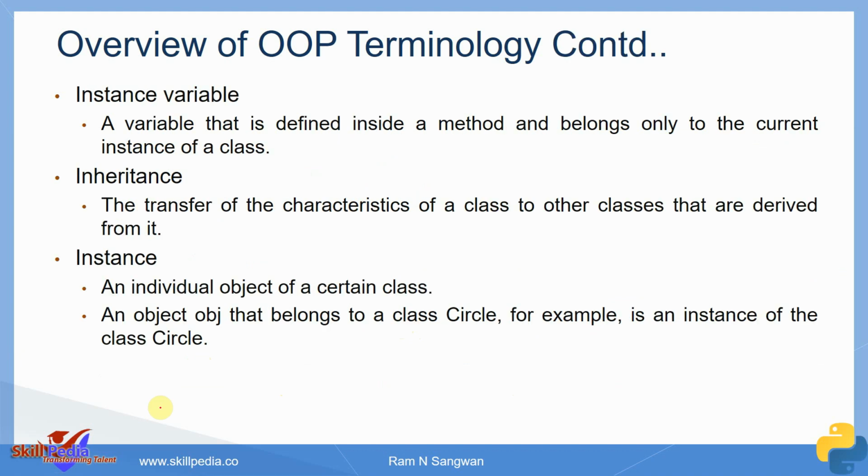Instance variable, a variable that is defined inside a method, means the function, means the programming logic. So instance variable is a variable that is defined inside a method and belongs only to the current instance of the class, meaning they are very, very specific to the object of a given class. So specific property, if I define, like how a bus travels, and I define a method and define some characteristics of traveling, when the bus moves, that will be an instance variable.